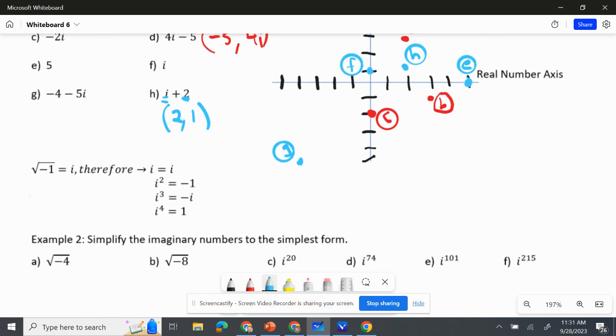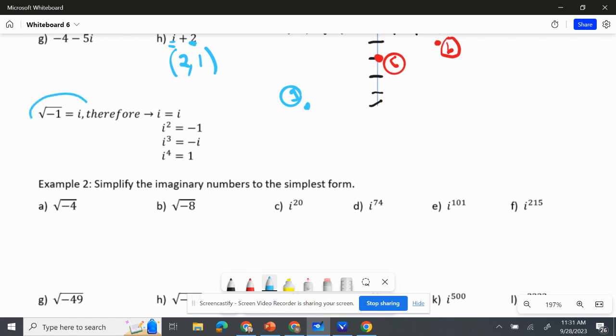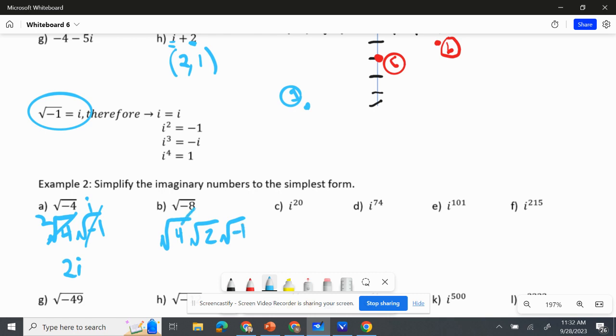Now we're going to be simplifying. When we're simplifying, we have to remember that the square root of negative 1 is i. So when we're looking at letter A, the square root of negative 4 would be just like 4 and negative 1. We know the square root of 4 is 2. The square root of negative 1 is i, so our answer is 2i. Now, the square root of negative 8 would be 4 and 2 and negative 1. So the square root of 4 is 2. The square root of negative 1 is i, so it's 2i square root of 2.